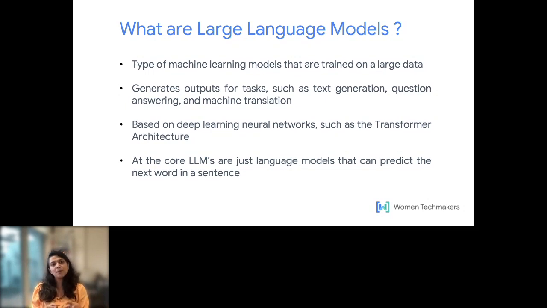LLMs are based on deep learning neural networks such as transformer architectures. We will get into the basics of neural networks and transformer architectures in a bit. Another main point to know about large language models is that at the core, it is just trying to predict the next word in the sentence. That's all the LLMs are doing.